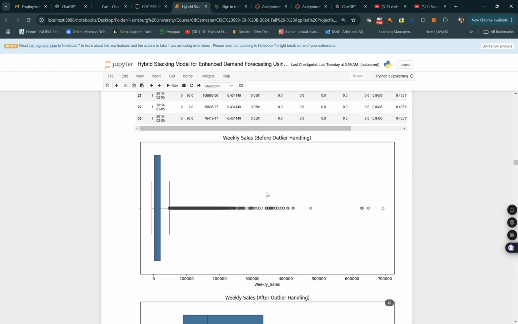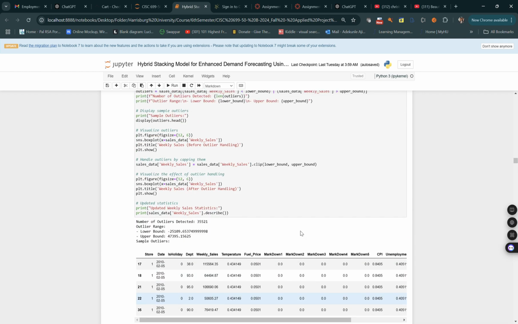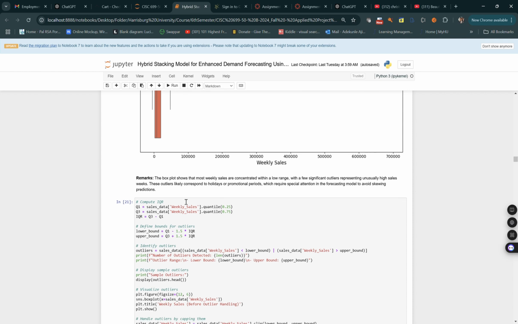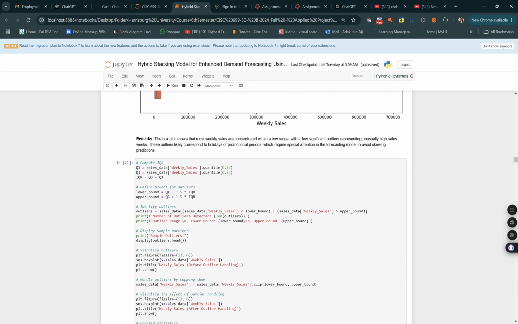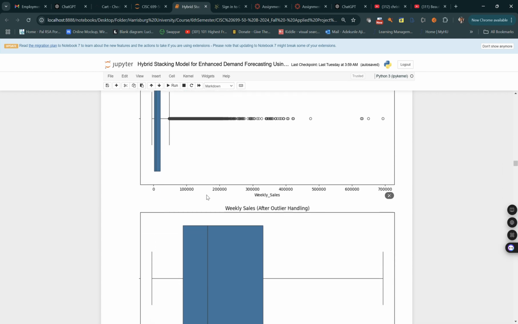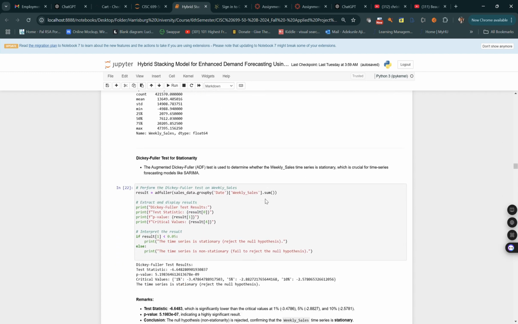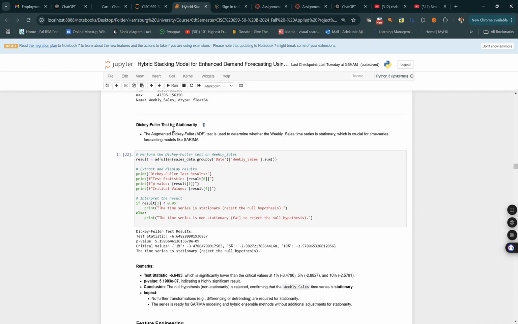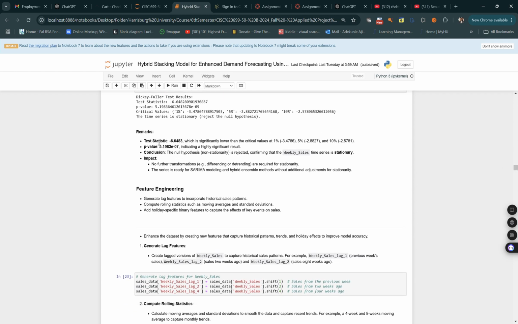Then we have weekly sales. We checked for the outliers, and the outliers were actually handled here. After that, we plotted it again before and after handling the outliers, and after that we checked for stationarity. So we also did the Dickey-Fuller test for stationarity, and we discovered that the test statistic is minus 6.6483, which is significantly lower than the critical values.